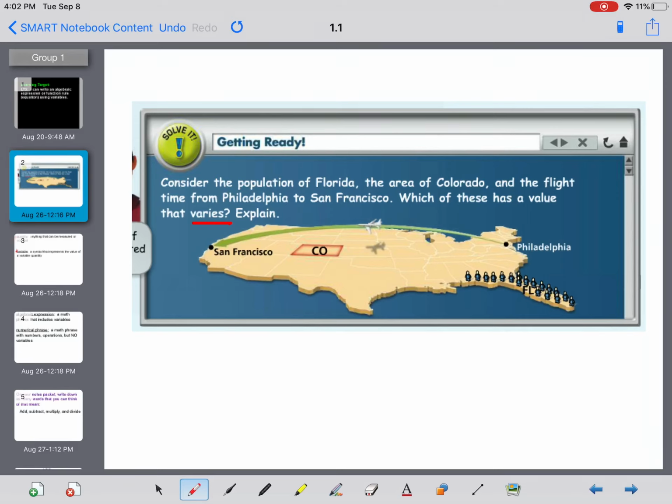Okay, so that means if I look back at this first question, which of these could have a different number depending on the situation? The population of Florida, that definitely could change depending on how many people move in and how many people move out. So I would say that one could be variable. The area of Colorado, that's pretty set. That's definitely not a variable. And the flight time from Philadelphia to San Francisco, maybe, depending on weather. So I would say those have values that vary.